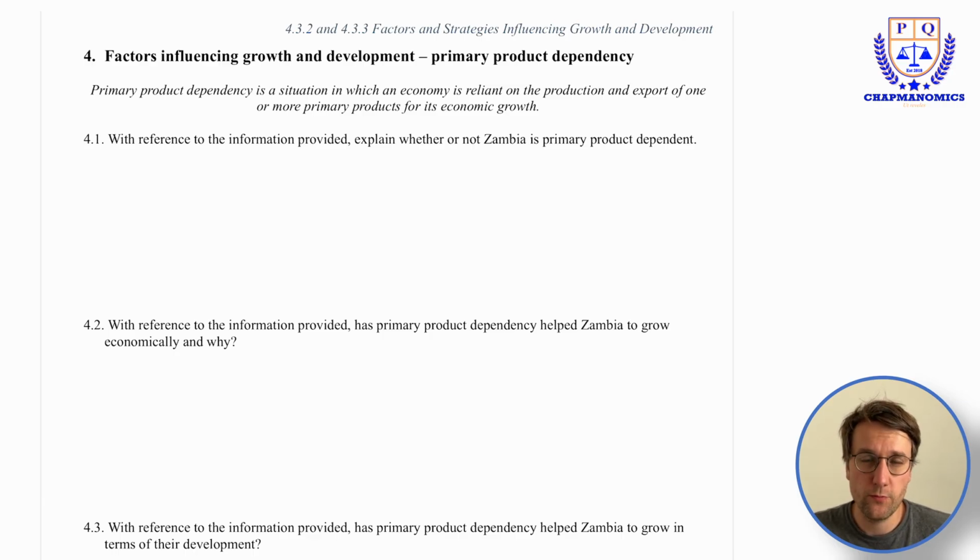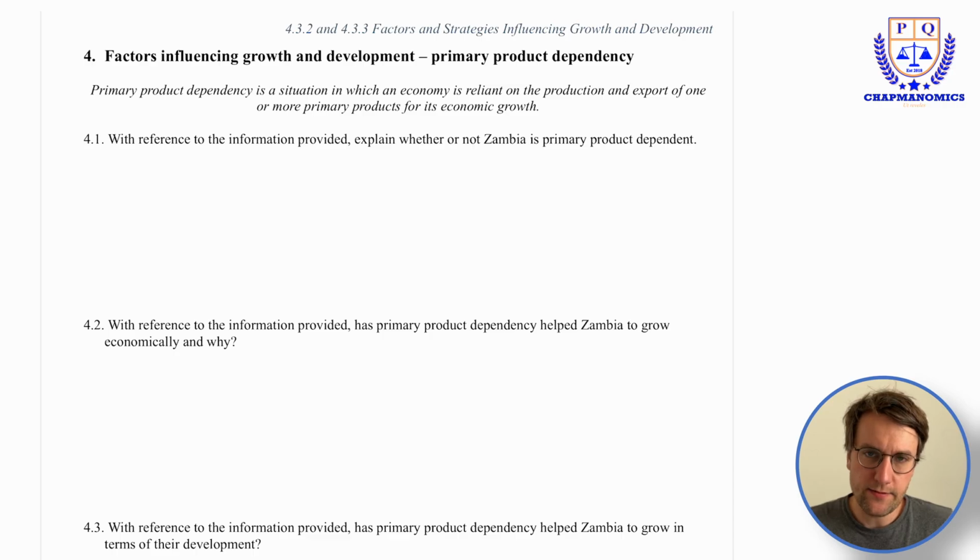Now, primary products, if you remember, are goods that you dig out of the ground. There's not many services you dig out of the ground. So it's anything that comes directly from the land. Our secondary industries are where we manufacture stuff. Tertiary industries are services, and then there is the quaternary industry, which is information gathering and dissemination.